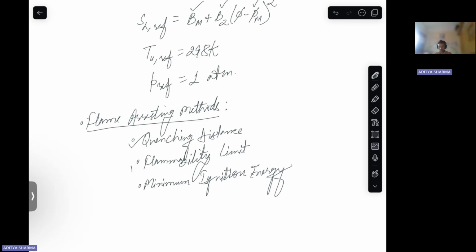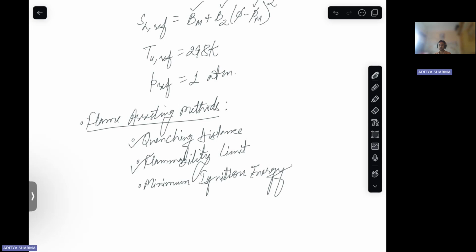Then second is your flammability limit. Flammability limit basically is the range of values. So this is the range of equivalence ratio. So in a particular range, your air fuel mixture is flammable, and if it is not in that range, in that case, your mixture is not flammable. So knowledge of the flammability range can also be used to arrest the flame.